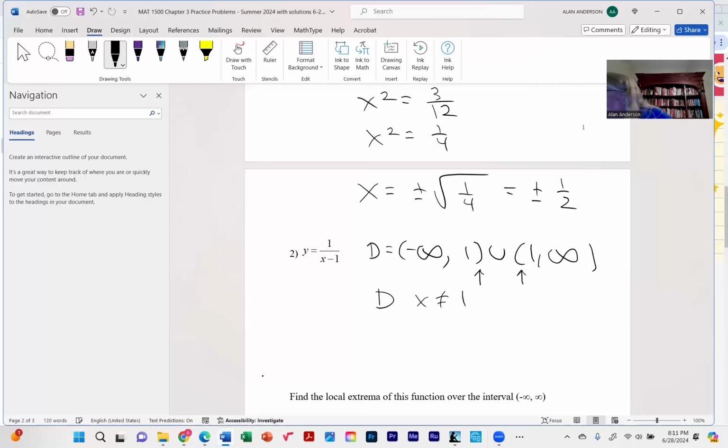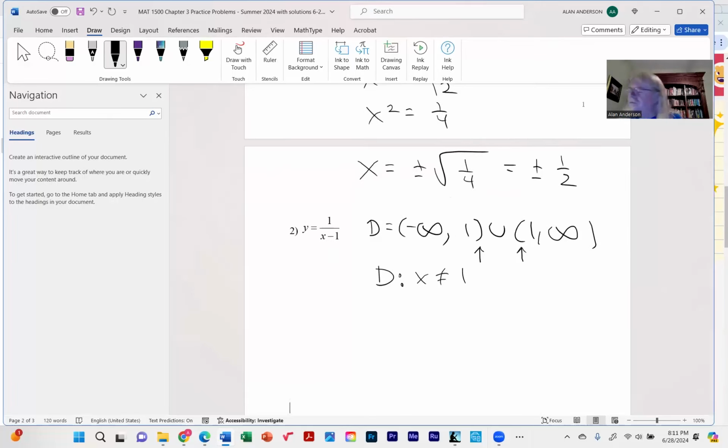Symbolab sometimes writes it like this, just x not equal to 1. And you know, you get the idea. Anyway, so we're going to go ahead and take the first derivative. Before we do that, though, let's rewrite it slightly.